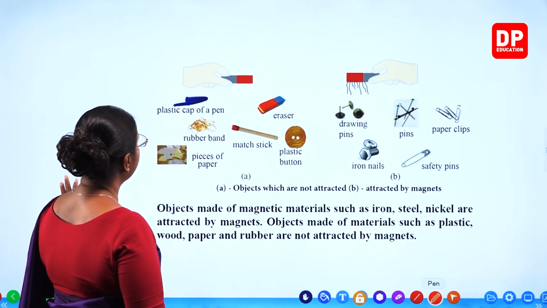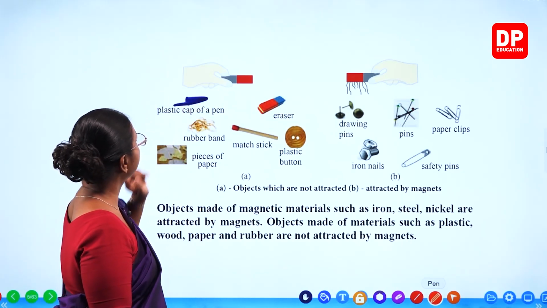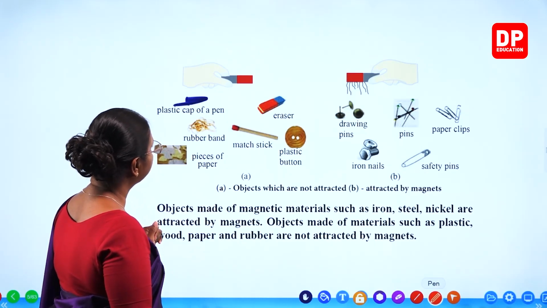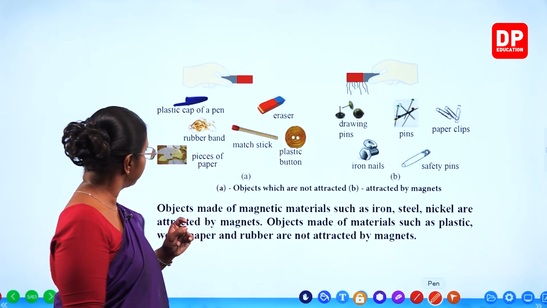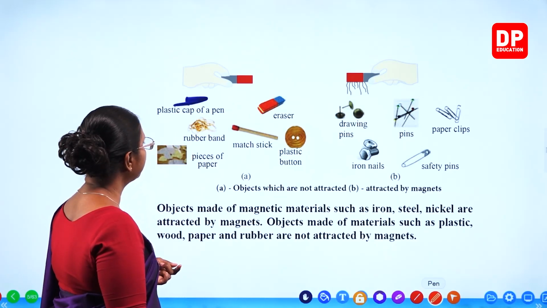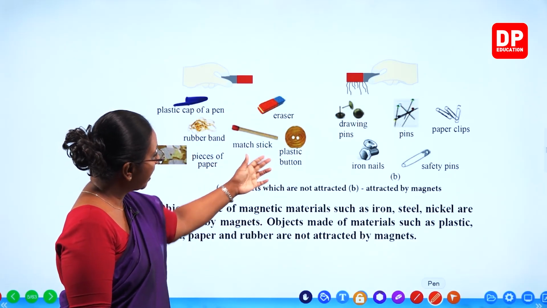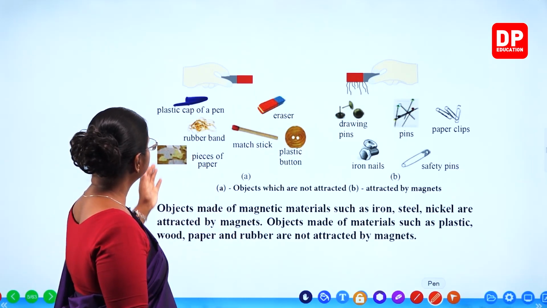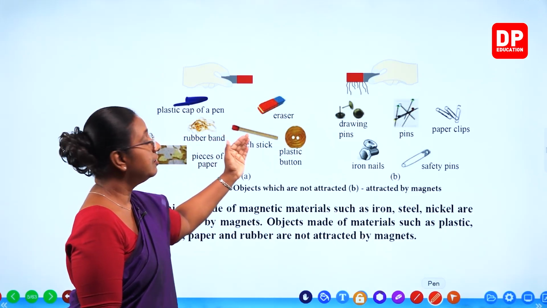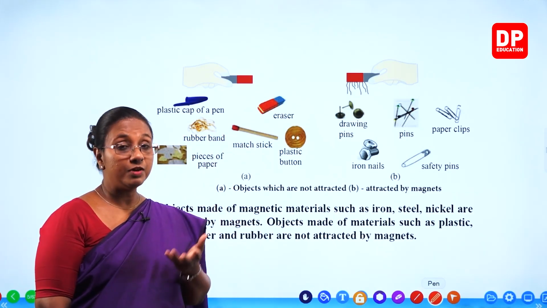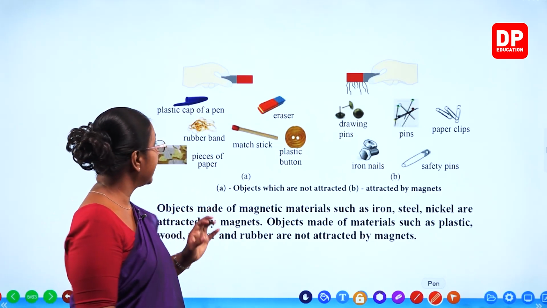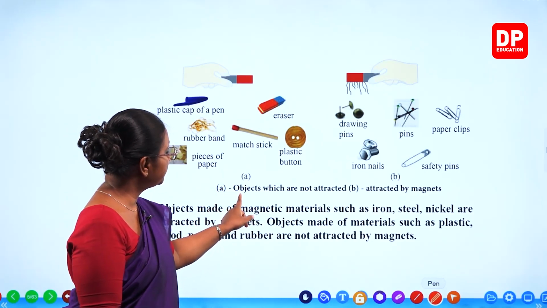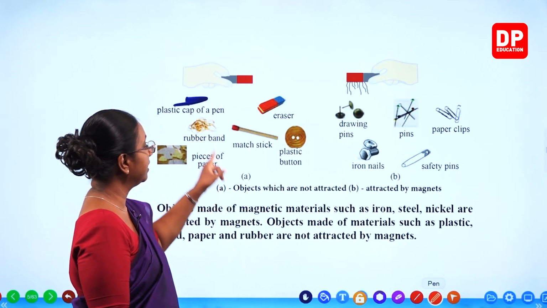So if we look at the diagram, now here you can see when you hold a magnet, objects like these, a plastic cap of a pen, an eraser made up of rubber, then there is rubber band, again rubber, matchstick, wood, plastic button, plastic, pieces of paper. So basically plastic, paper, rubber, wood, even cloth, these are materials that are not attracted to magnets. So A is objects which are not attracted by a magnet.